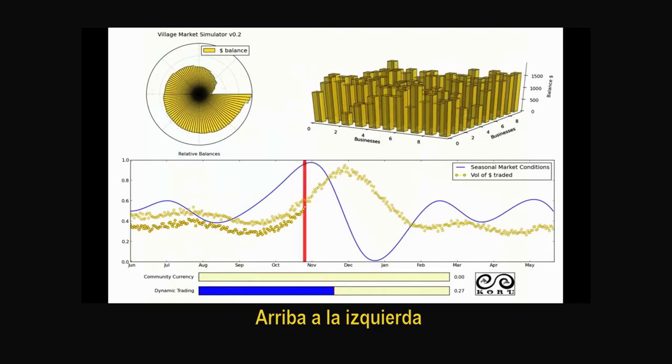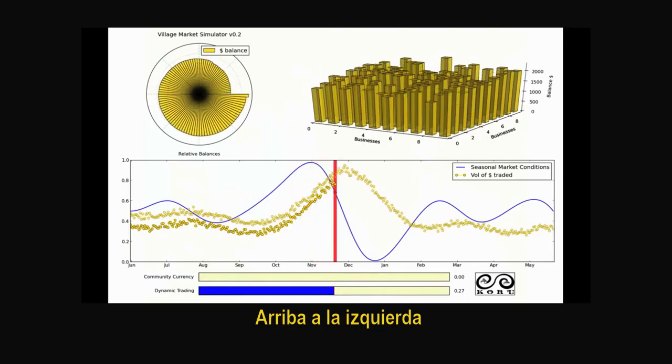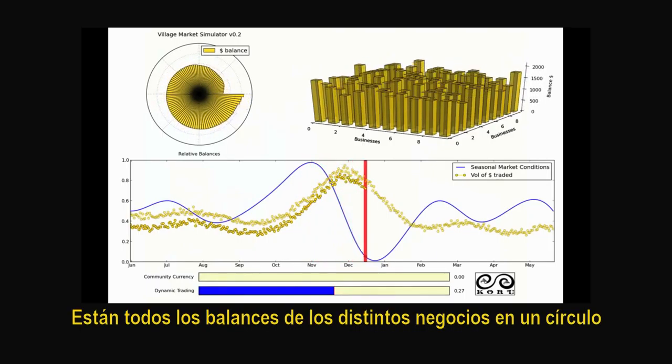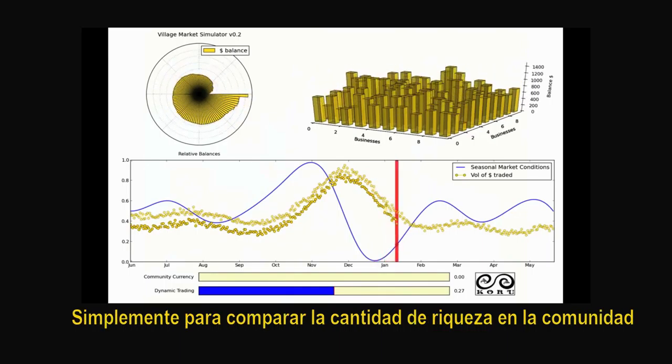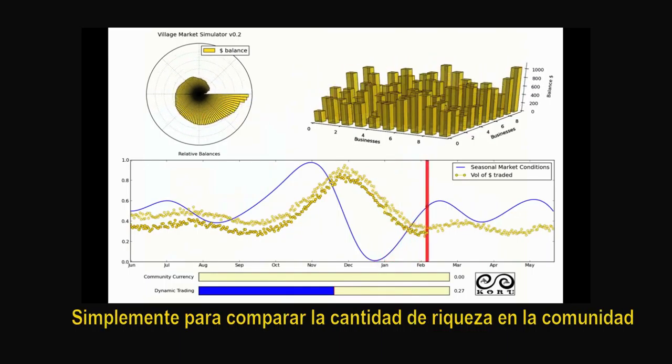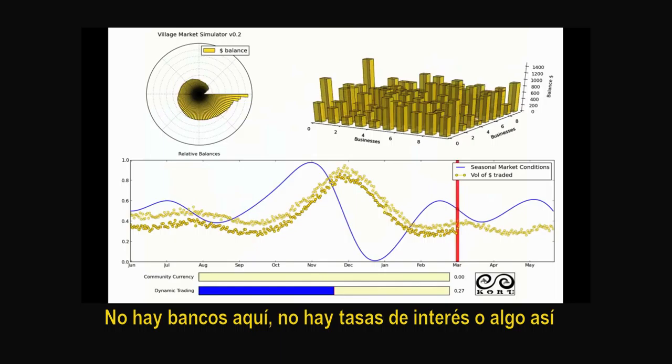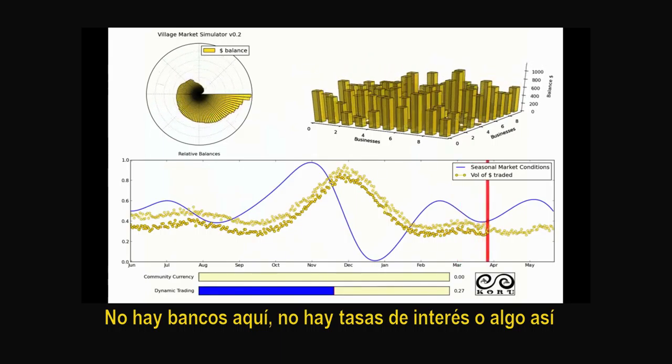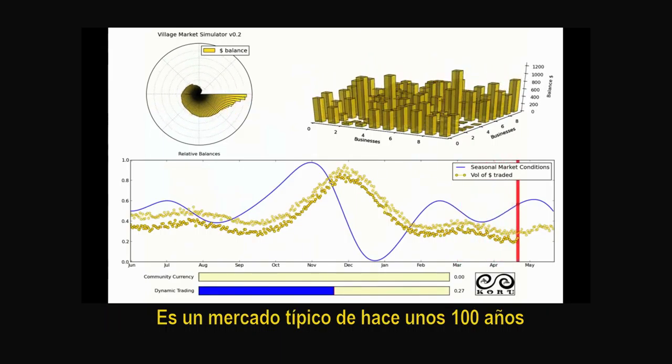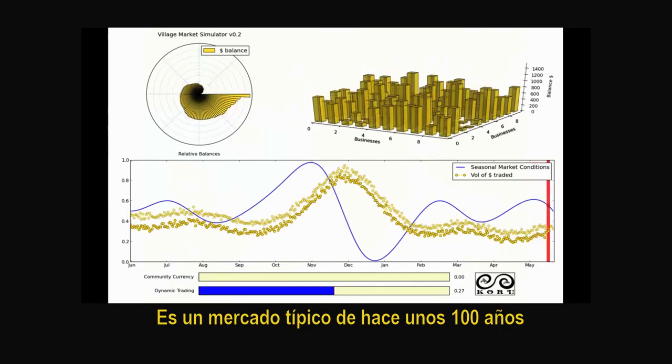In the upper left here, I've plotted all the balances of each business around a circle just to look at comparative amounts of wealth in the community. So this is a fairly equal community. There's no bankers here. There's no interest-bearing loans or anything like this. It's just a very typical market, maybe say 100 years ago.